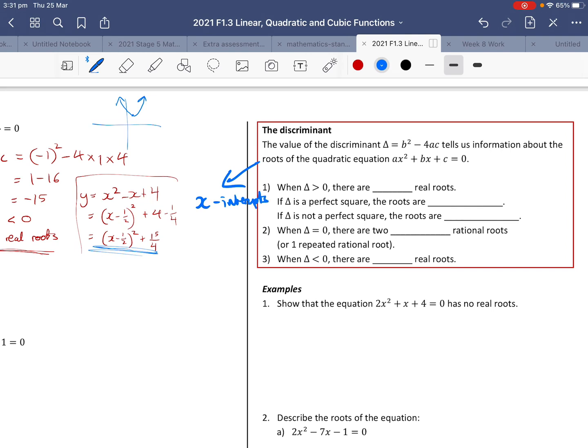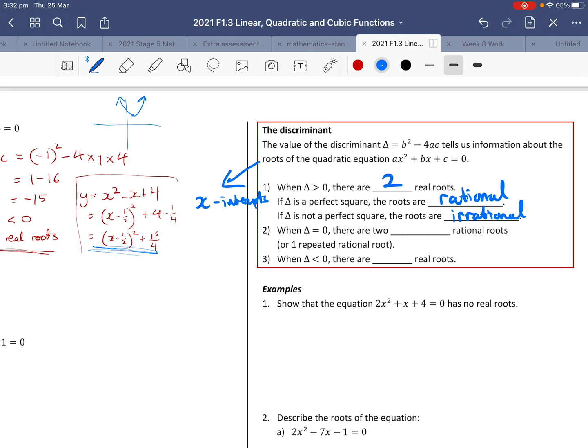Now, when the discriminant is greater than 0, there are two real roots. If the discriminant is a perfect square, the roots are rational. E.g., when we evaluate it, we get some whole number. If the discriminant is not a perfect square, the roots are irrational. That means we're going to get some surd value in our root.